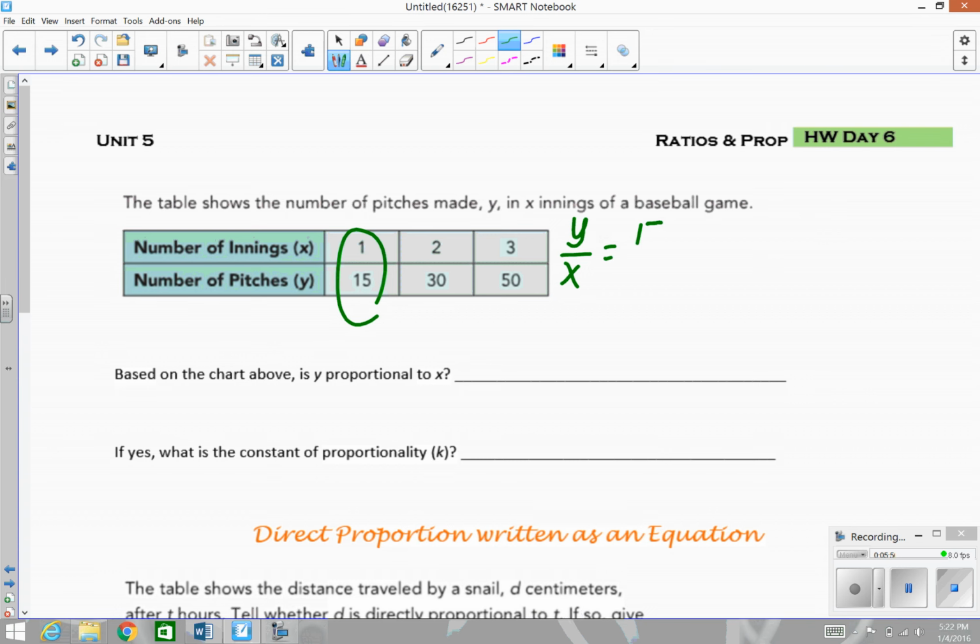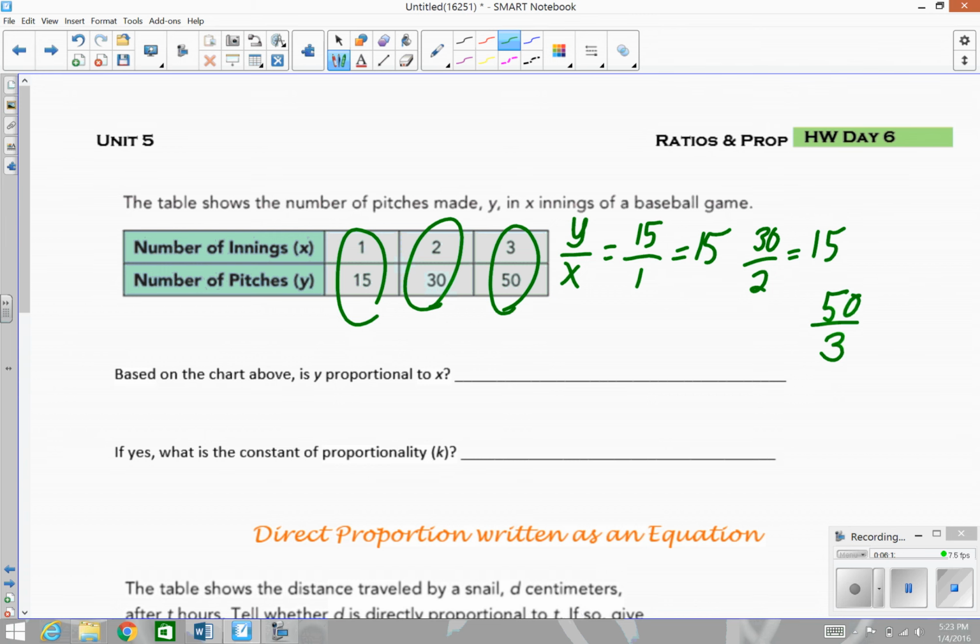Okay, so for this first one, 15 over 1 equals 15. Next pair, 30 divided by 2 equals 15. And then lastly, 50 divided by 3 is not equal to 15. You can double check that on your calculator, absolutely. But because each fraction of y over x is not constant, we would say no, this is not a proportional relationship. Therefore, there is no constant of proportionality.